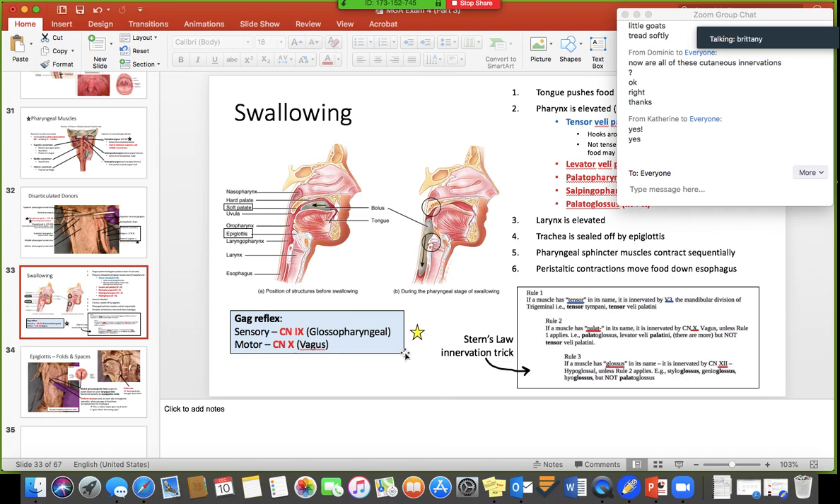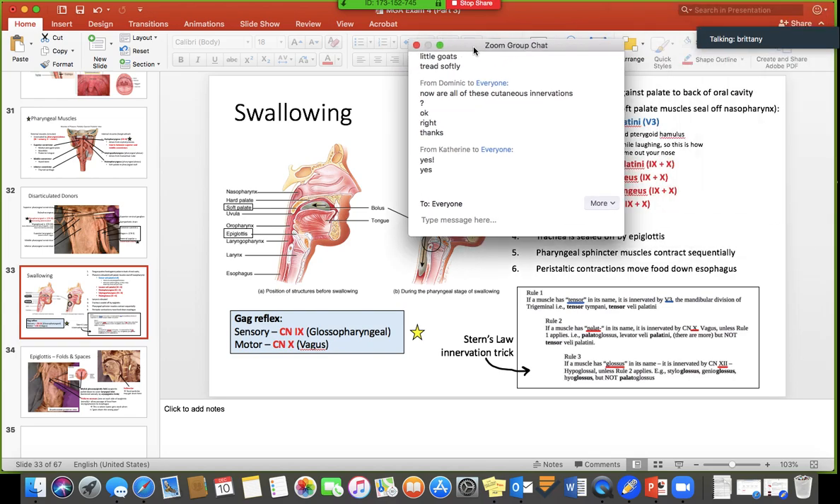The gag reflex. Really, all I can say is just know it. I mean, know that there's a sensory limb and a motor limb. The sensory is cranial nerve 9 and the motor is cranial nerve 10.